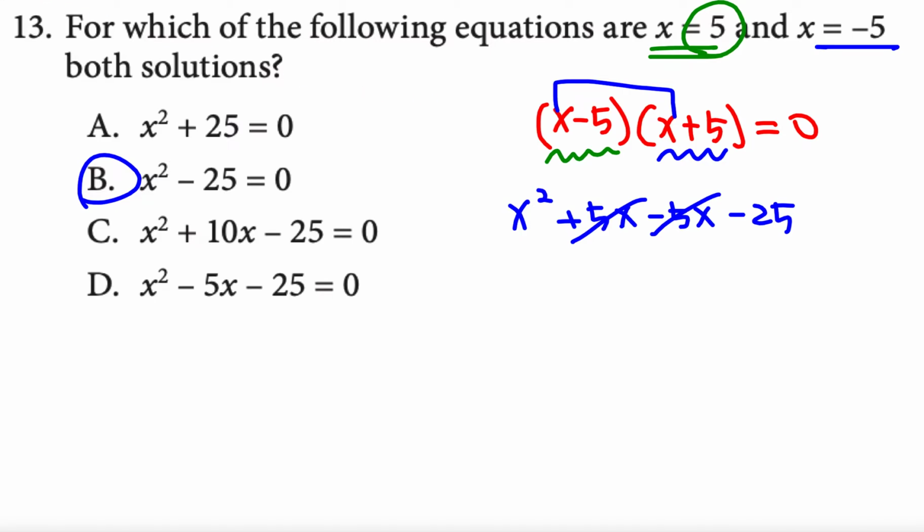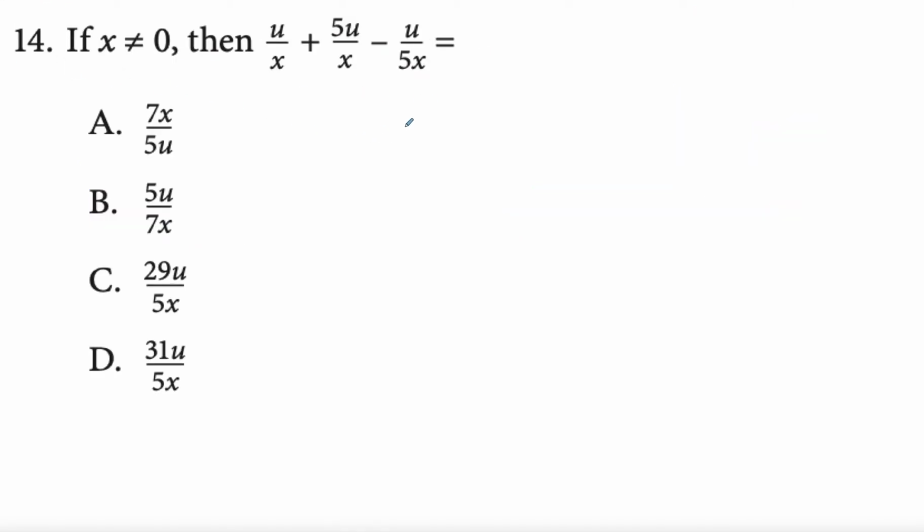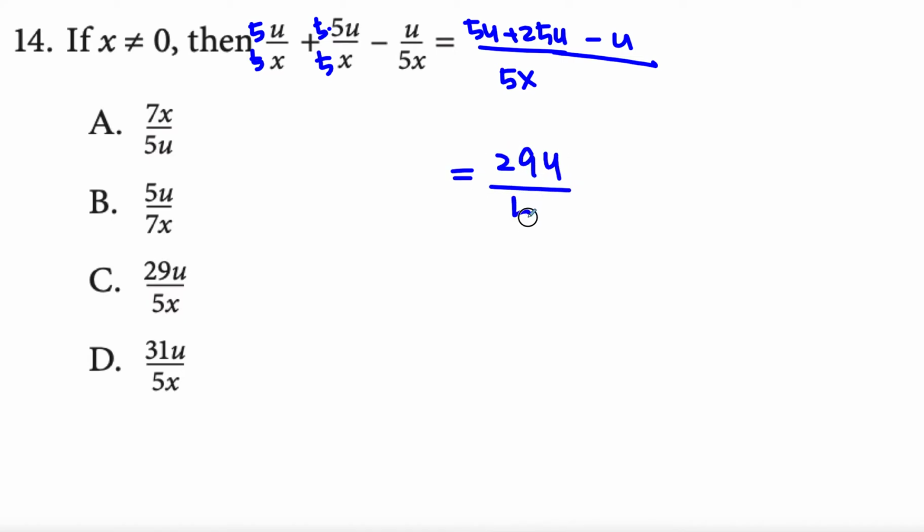Alrighty, let's move on to number 14. So they want us to combine these three terms, but I realize that denominators are not the same. So I'm going to multiply top and bottom by 5 on the first two fractions, so that I will have common denominator of 5x. Then first one becomes 5u. Second one becomes plus 25u. Last one is minus u. Then I get 30 minus 1 becomes 29u over 5x. So which is choice C becomes the answer.